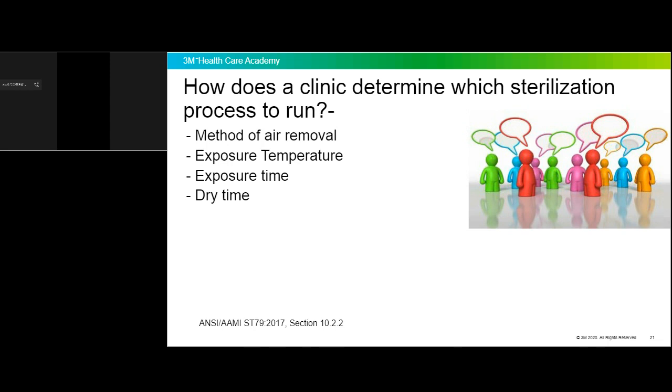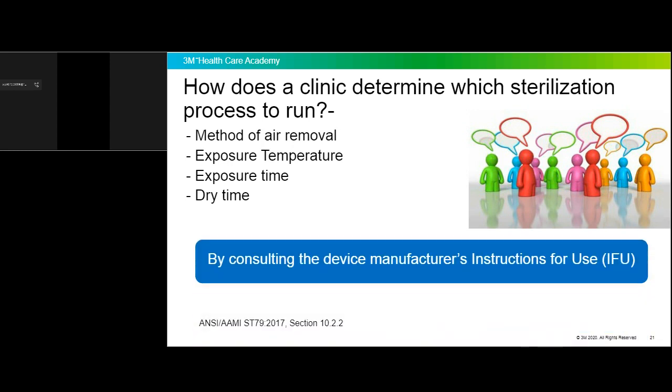Those of you in smaller clinics, this might be something you wonder about. Well, how do we know we're running the right cycle? And of course, the way that you know is by consulting the device manufacturers' validated instructions. In their instructions for use, they will provide instructions on how to clean, package, and sterilize those load items.